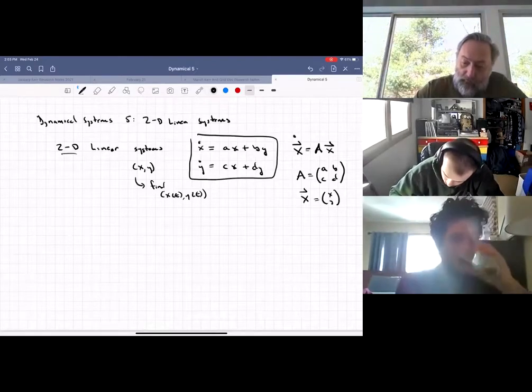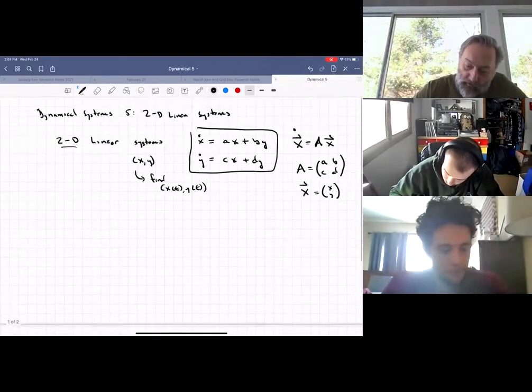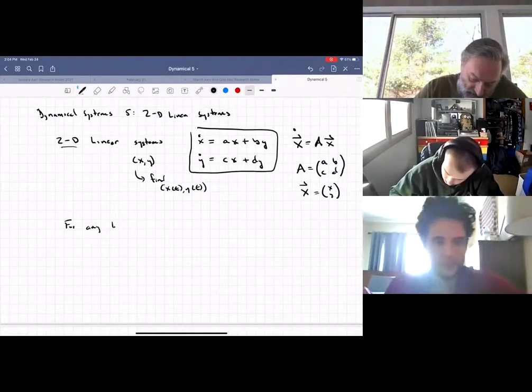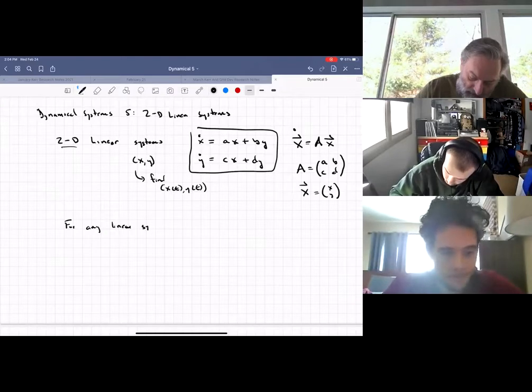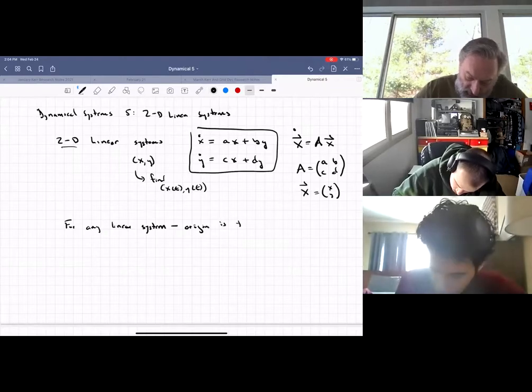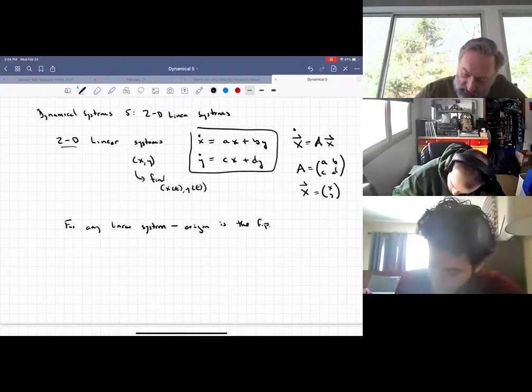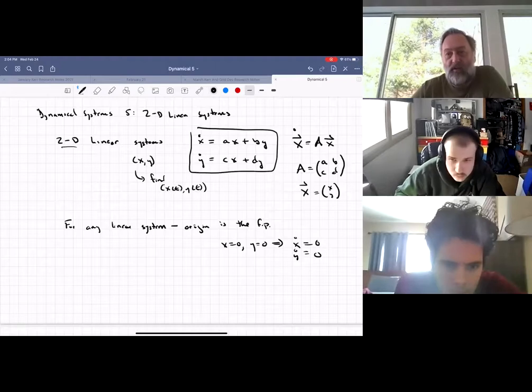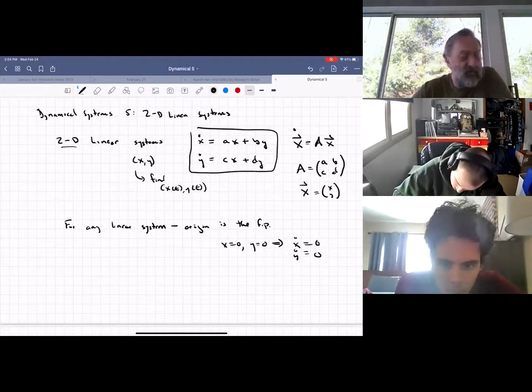Now, for any linear system, the origin is a fixed point, right? Because obviously, if I stick in x equals 0, y equals 0, I get x dot is 0 and y dot is 0. So the origin is the location of the fixed point in the linear system.